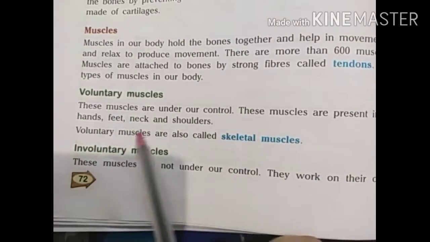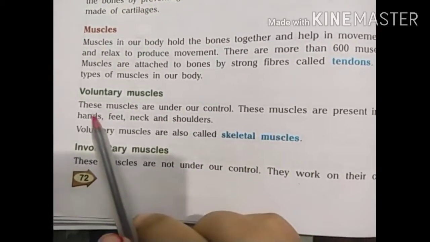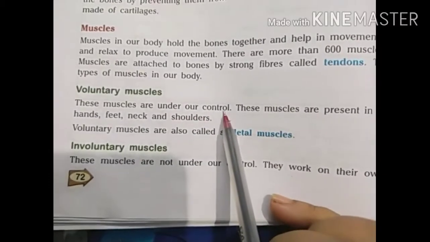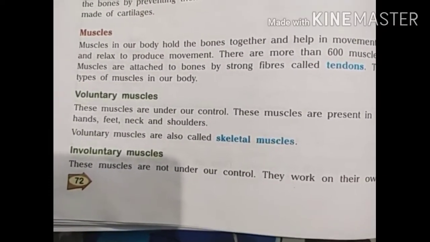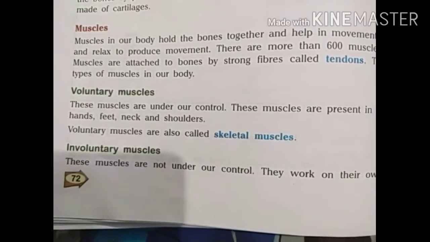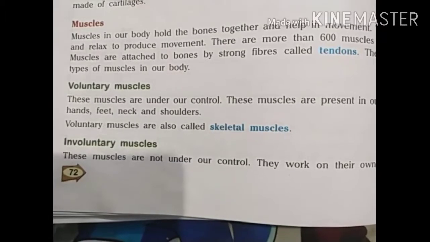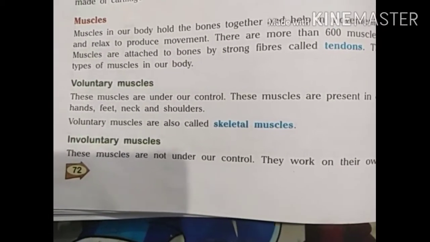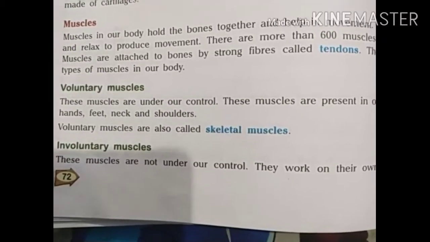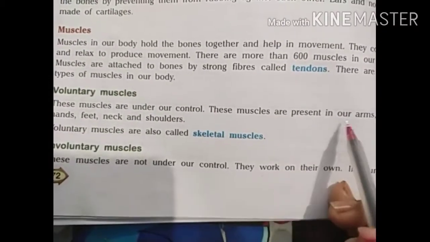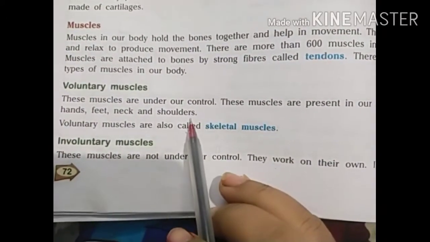The first muscle we are going to learn about is the voluntary muscle. These muscles are under our control. So what are voluntary muscles? Those muscles which are under our control, which we can easily govern. These muscles are present in our arms, legs, hands, feet, neck and shoulders.